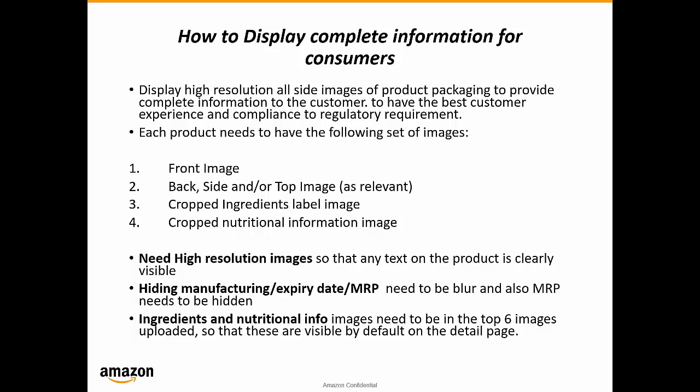Now each product needs to have the following set of images. For example, if there is a product, it should have a front side image, back side, and top image, a cropped image, an ingredient label image, and a cropped nutritional information image. So why, along with the full all side image, should there be a cropped ingredient label image?